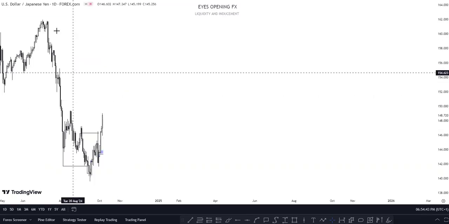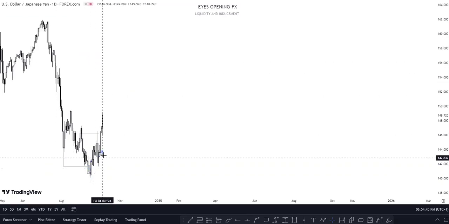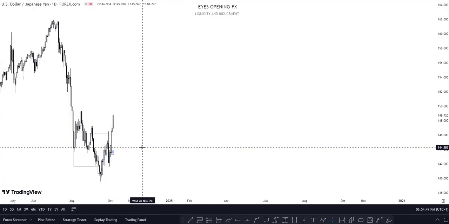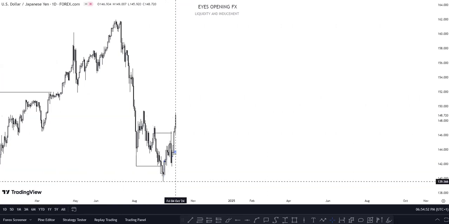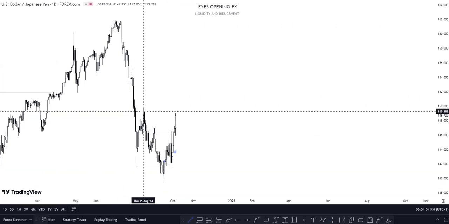Other pairs like USD JPY, since JPY is weak, USD is a little bit strong for the week. So we expect market, if possible, to run this high.